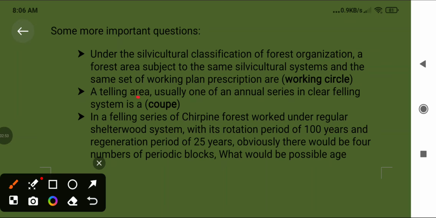A felling area, usually one of an annual series in a clear felling system, is a coupe. In a felling series of chir pine forest worked under the regular shelterwood system with a rotation period of 100 years and a regeneration period of 25 years, obviously there would be four periodic blocks.